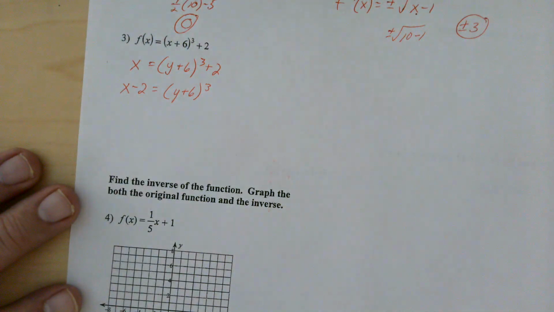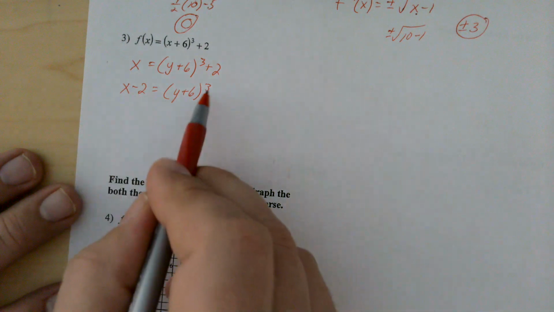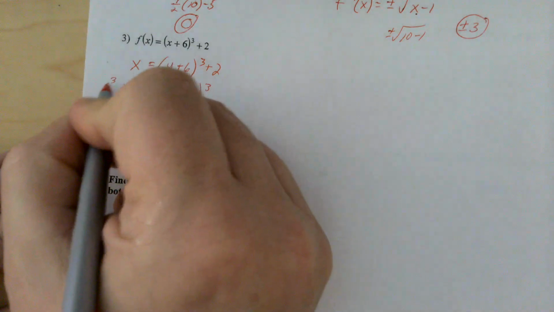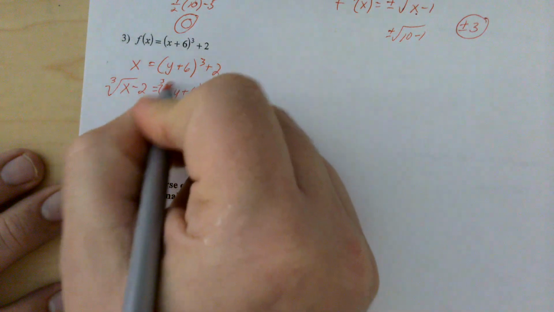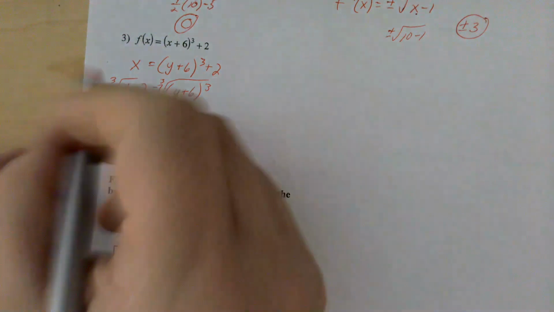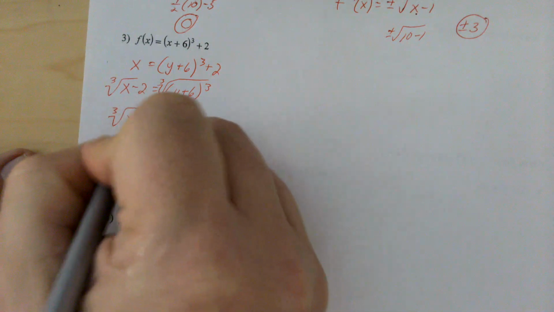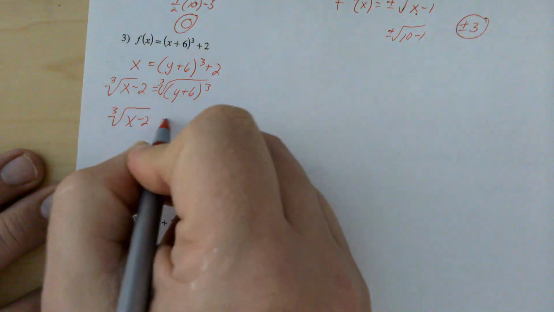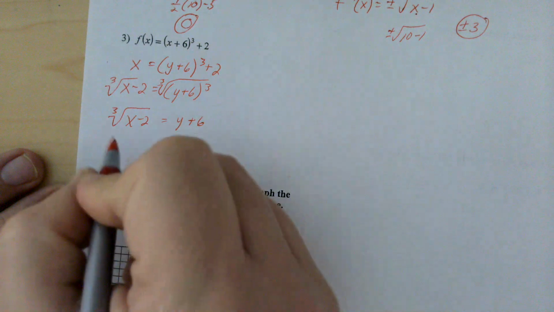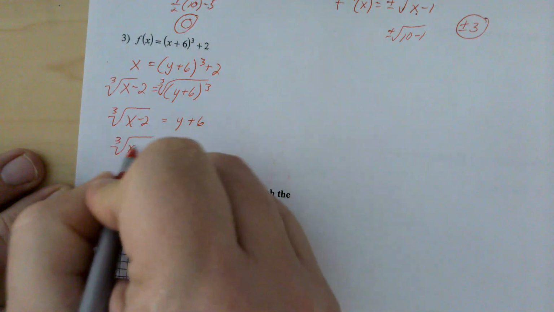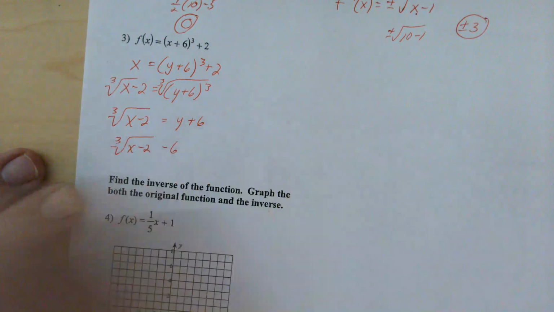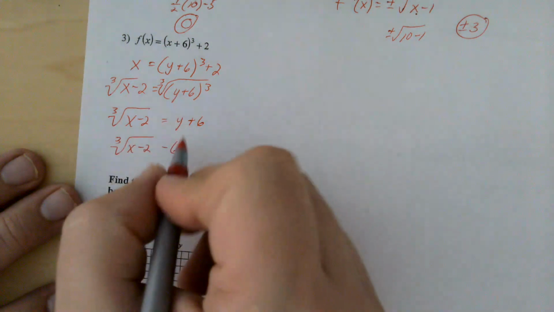And now I'm left with the quantity y plus 6 cubed. I cannot subtract 6. You cannot get to the 6 until we get rid of the power. So it's being cubed, so I take the cube root. So to make this disappear, I take the cube root of both sides. That wipes out the power. We're left with the cube root of x minus 2 equals y plus 6. And then our last move is to subtract 6 and make sure it's on the outside.